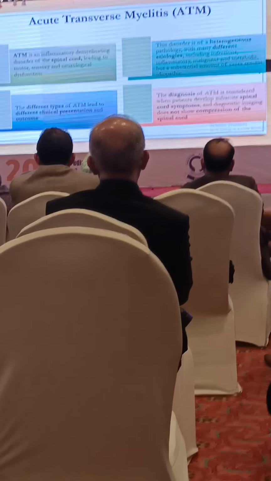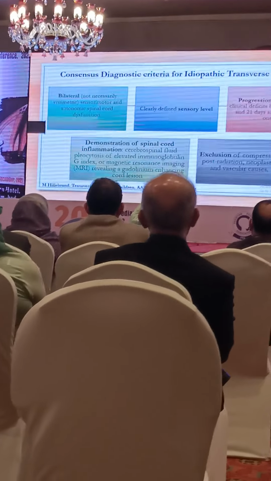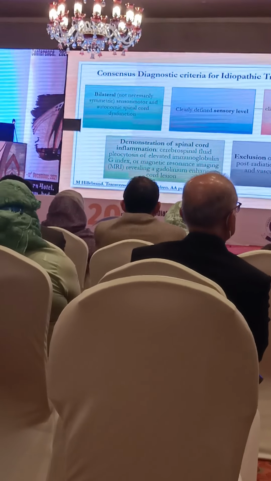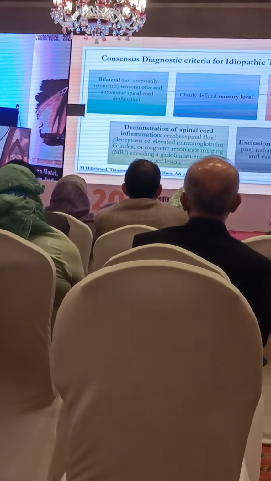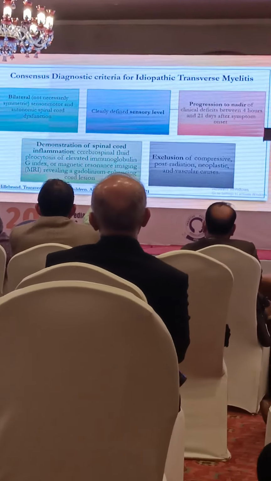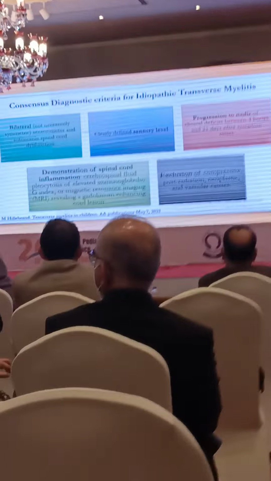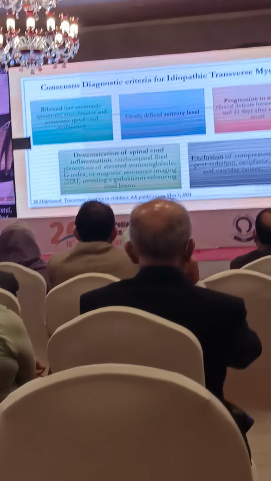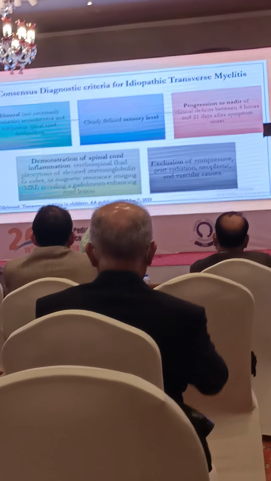It has a number of etiologies. So for the diagnosis of idiopathic transverse myelitis, there is a specific consensus diagnostic criteria. There should be bilateral involvement and involvement of all the functions of the spinal cord: sensory, motor, and autonomic. There should be a clear sensory level and the progression of the disease should be within hours or a maximum of up to 3 weeks.